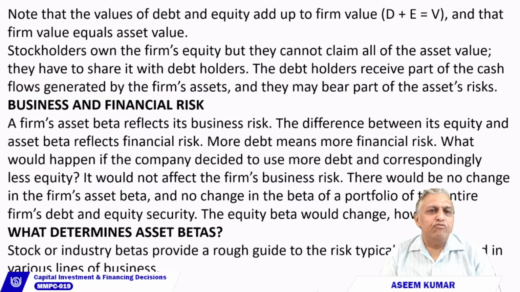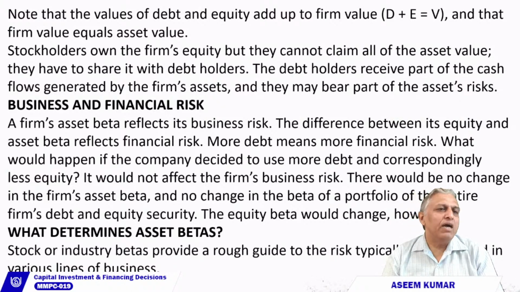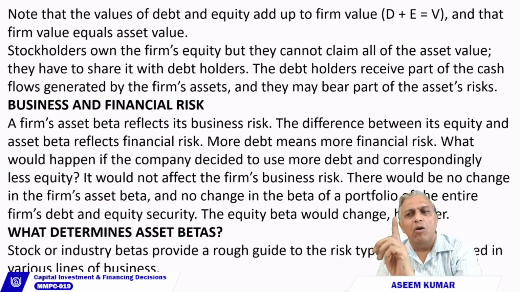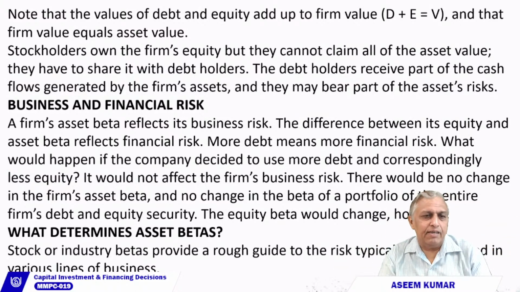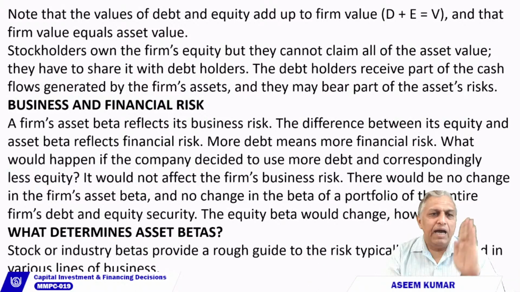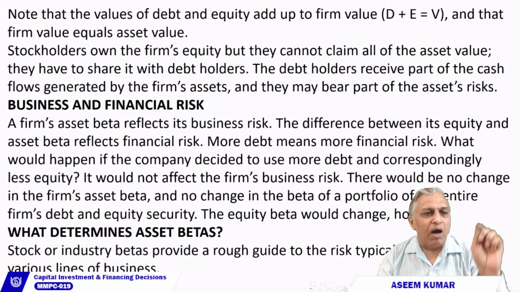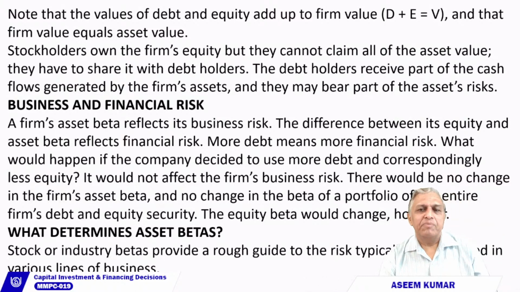Note that the value of debt and equity add up to the firm value. D plus E is equal to V, and the firm value equals the asset value. Stockholders own the firm's equity, but they cannot claim all of the asset value, precisely as per rules and policy. They have to share it with the debt holders because they have priority in case of liquidation. The debt holders receive part of the cash flows generated by the firm's assets and they may bear part of the assets' risks.